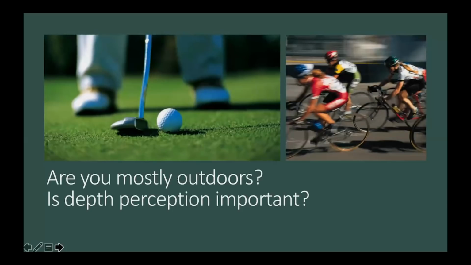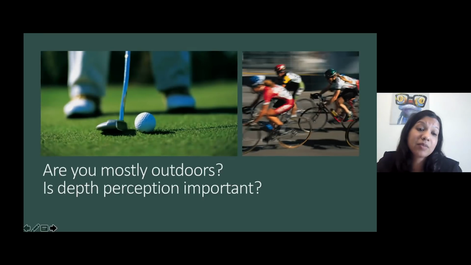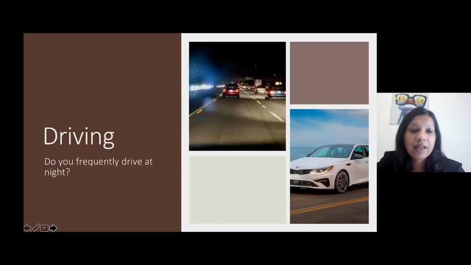So do you spend most of your time outdoors? Are you hiking or biking and do you not want to have to wear glasses for that? But then are you doing certain things like golf or tennis where depth perception is important? Because if you're an outdoor person, you still want to be able to read, you could do monovision, but if depth perception is an issue, monovision may not be the best option. So those are some of the questions you have to think about in terms of outdoor activities.